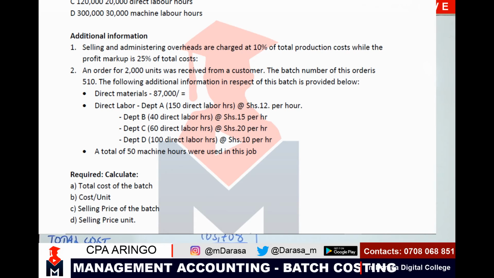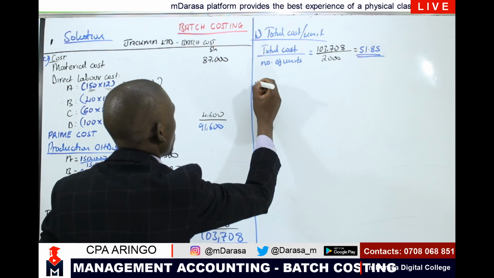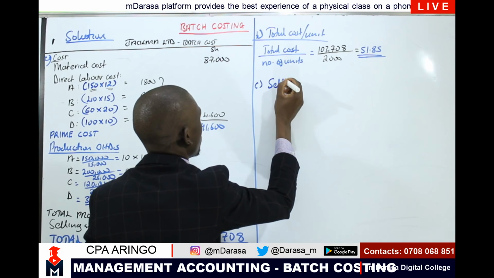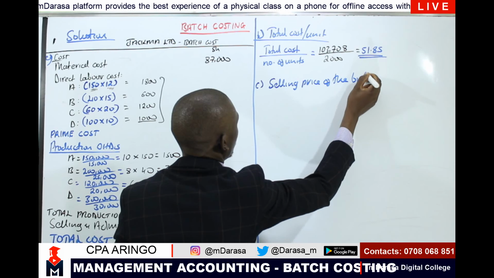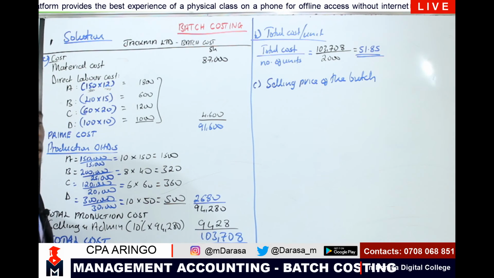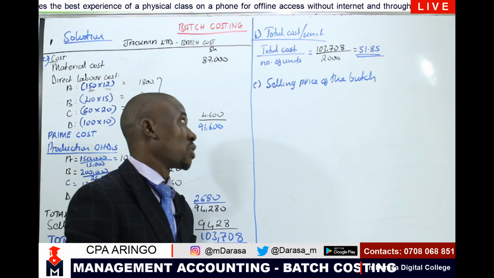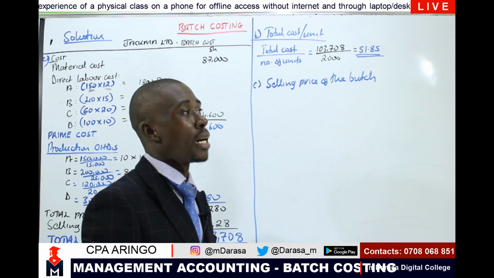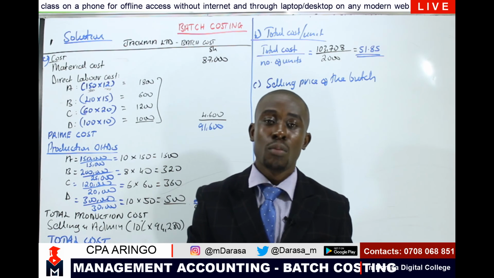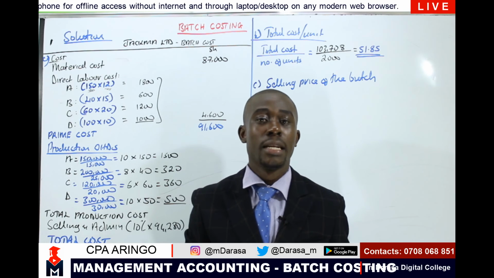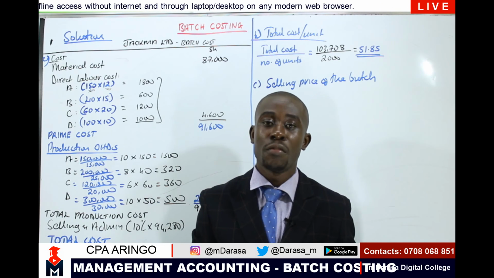So what will be our total cost per unit? To determine our total cost per unit, I need to come up with my total cost. We divide by the number of units that you are given or produced. So our total cost in this case, you determined it to be 103,708. We divide by the number of units. How many units were we given in this case?